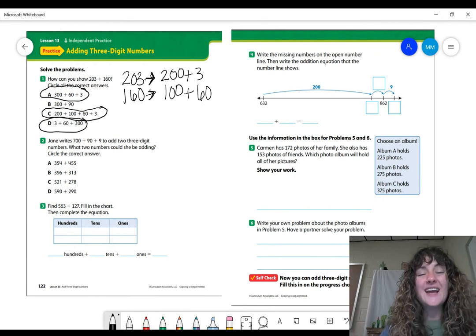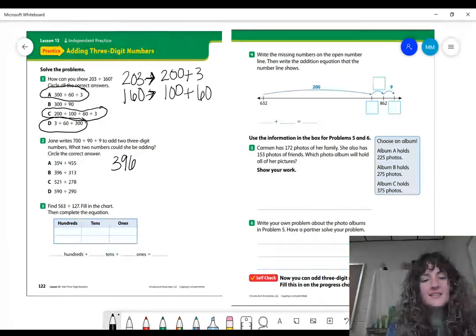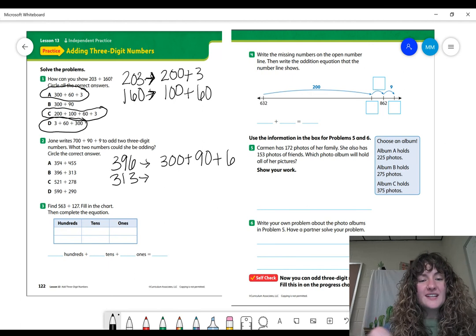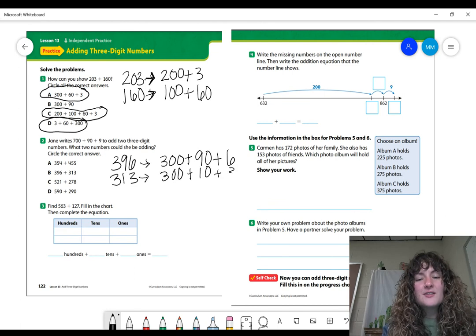So we're going to do 396 plus 313. So I'm going to write 396 and 313. I'm going to show the value of each digit. Okay, so 396, 300s, so 300, plus 9 tens, which is the same as 90, plus 6 ones. 313, we have 300s, plus 10, plus 3 ones.